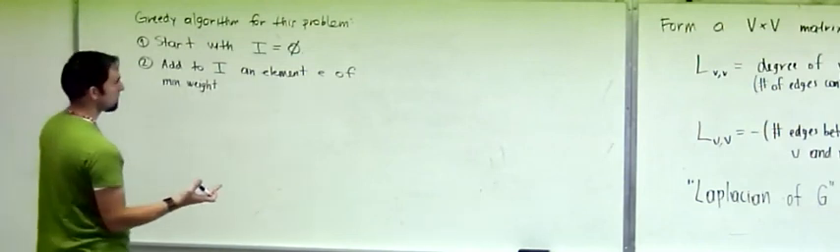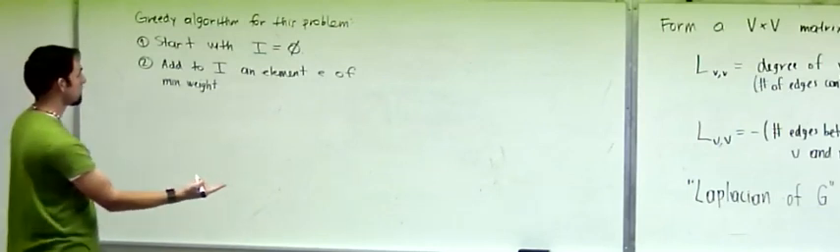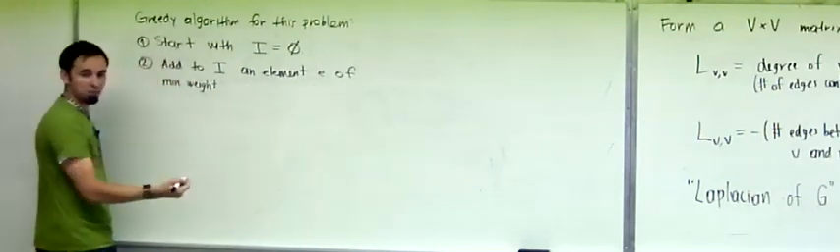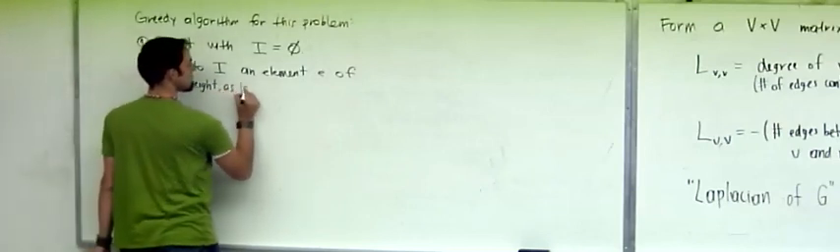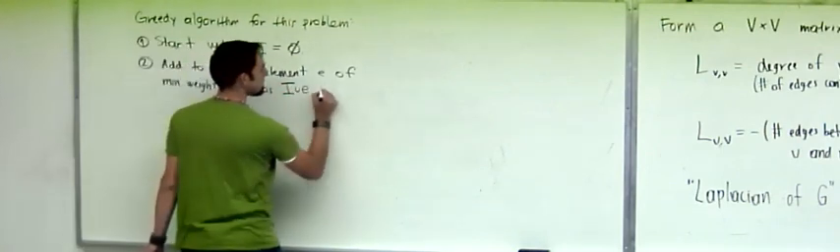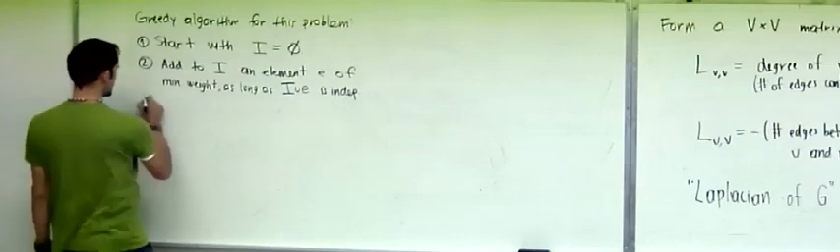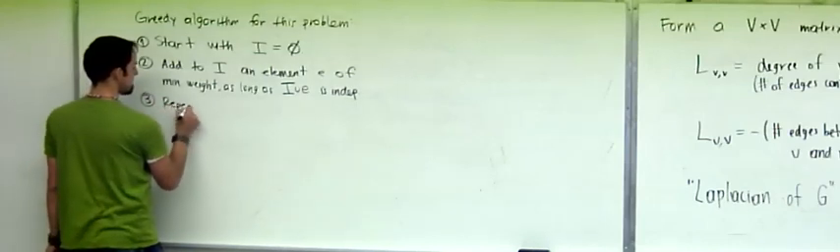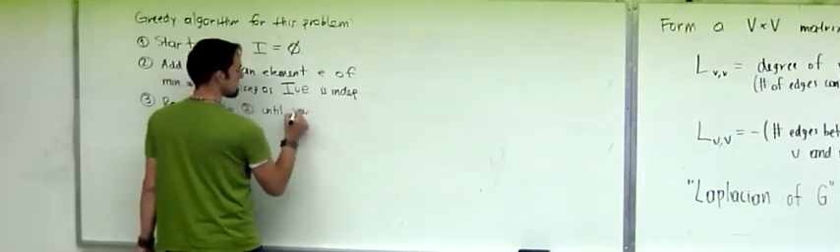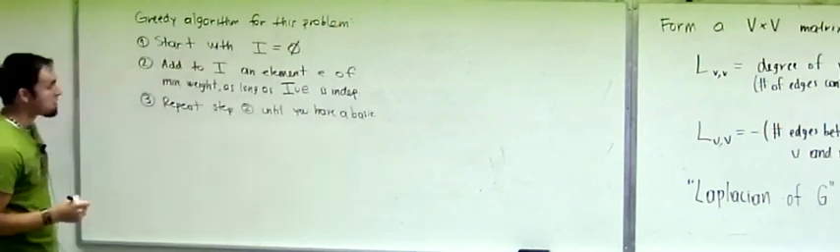Unless what? In that case, I added it as long as it didn't have a cycle. Yes, unless I'm trying to build a basis, and so I better stay independent. So I add to I this element E as long as I'm still independent. As long as adding it still gives you an independent set. Okay. And you keep doing this until you're done. You repeat step 2 until you get a basis. Okay. That is the greedy algorithm.